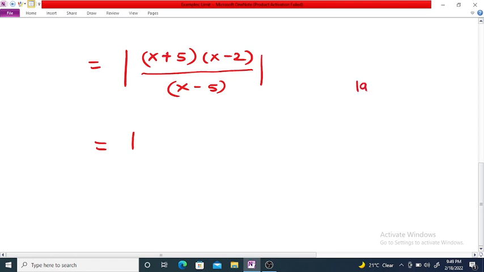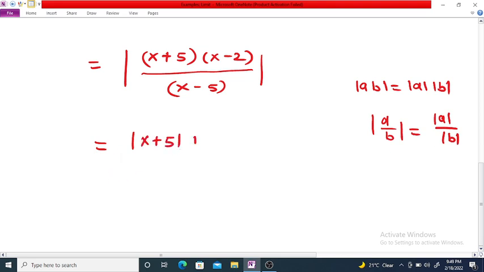As we know that mod of ab is equal to mod of a into mod of b, and if b is not equal to 0, then mod of a divided by b is equal to mod of a divided by mod of b. So here we can write this as mod of x plus 5 into mod of x minus 2 divided by mod of x minus 5.